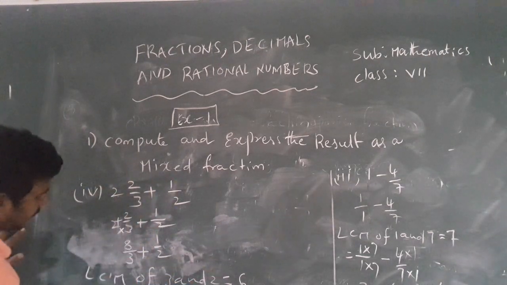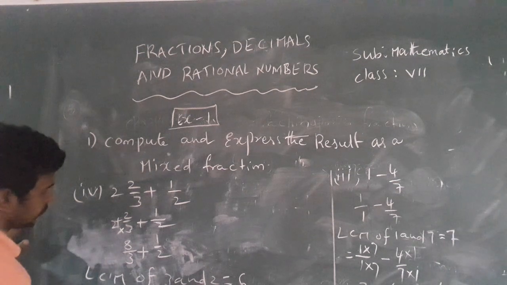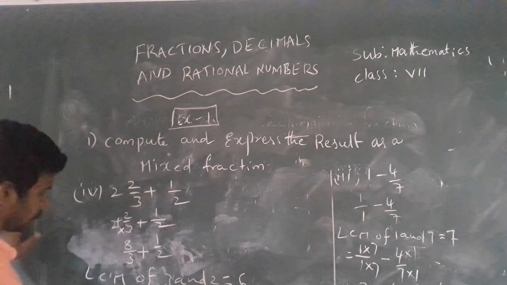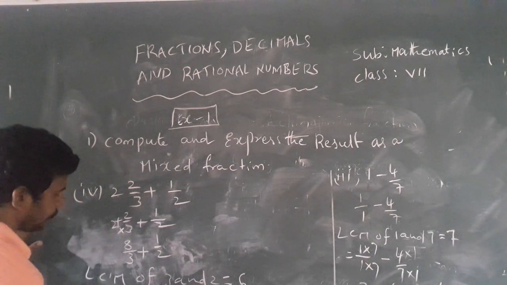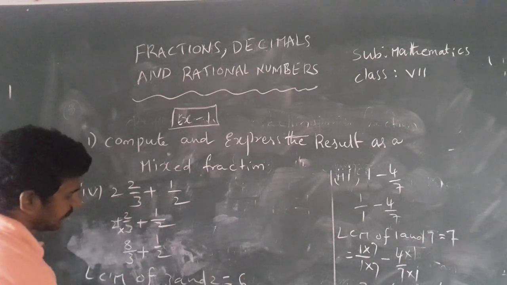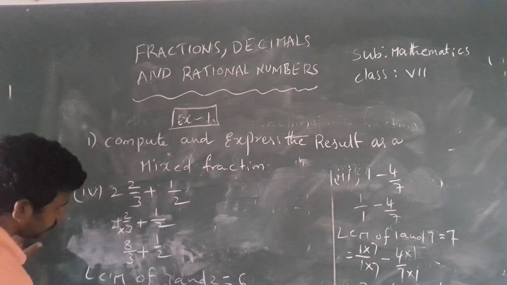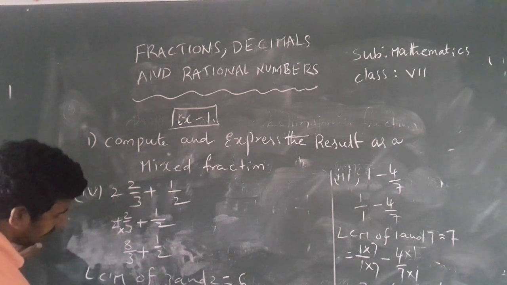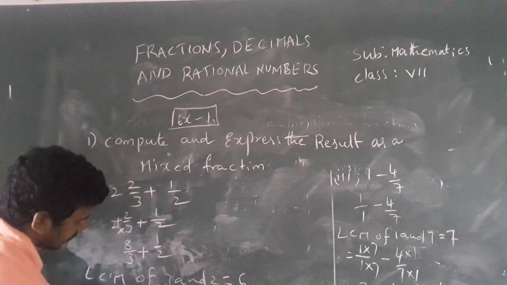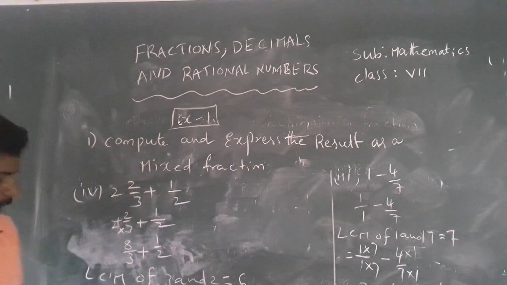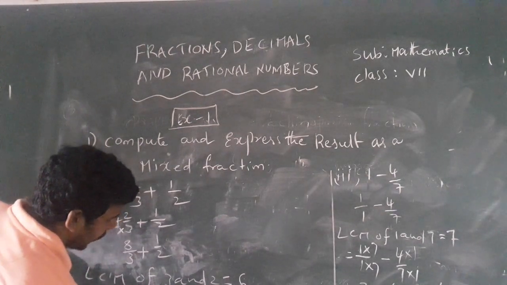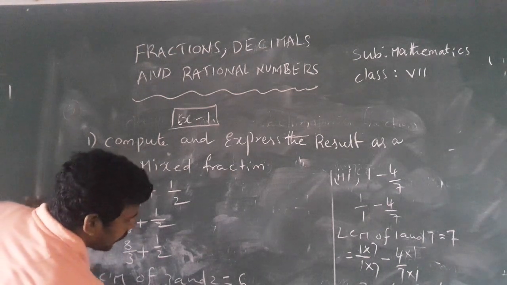Now take 8 by 3. This 3 in 6, how many times divisible, children? 2 times. Into 2. Plus take 1 by 2. This 2 in 6, how many times? 3 times. 8 2s are 16 by 6, plus 1 3s are 3 by 6. Now denominators are same, you can add the numerators. That means 16 plus 3 by 6 equal to 19 by 6.